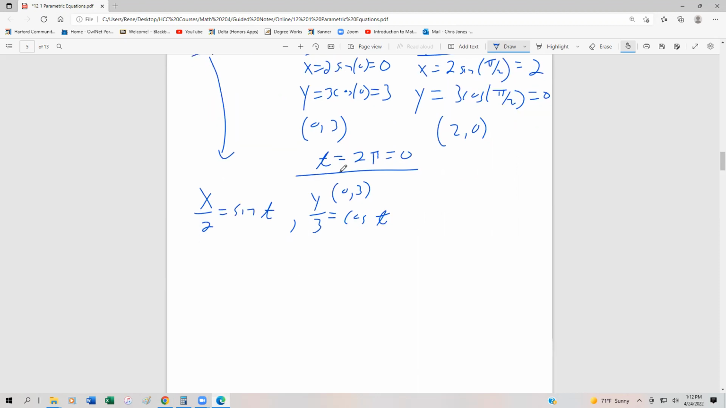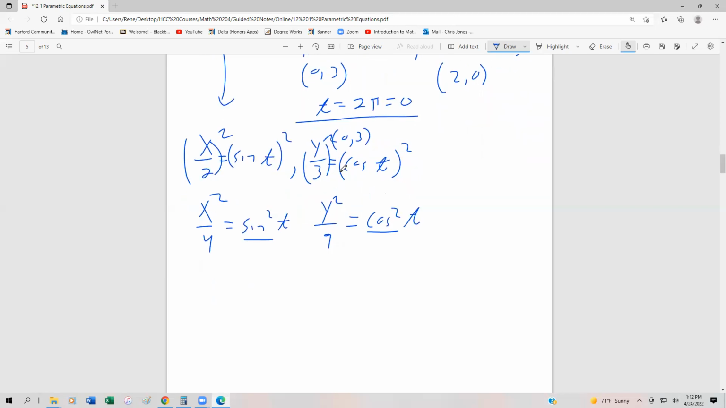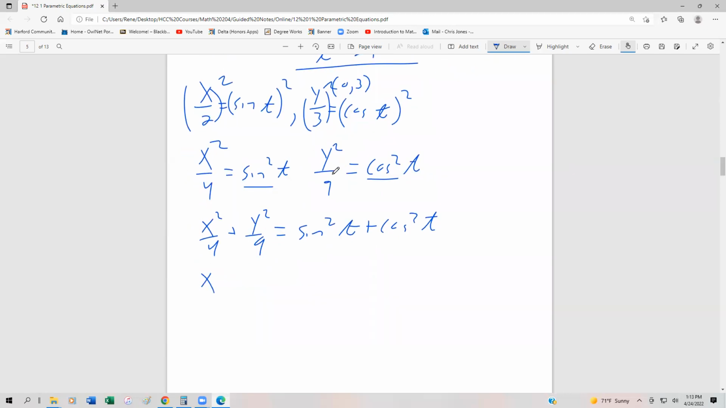Then I can square both sides. So I could square this and this. And I'll get x squared over 4 equals sine squared t. And then I get y squared over 9 is equal to cos squared t. And then I could add those together, just like we did previously, because now we have that Pythagorean relationship. So x squared over 4 plus y squared over 9 is going to be sine squared t plus cos squared t. And we know that sine squared plus cos squared is 1. So we get x squared over 4 plus y squared over 9 equals 1.